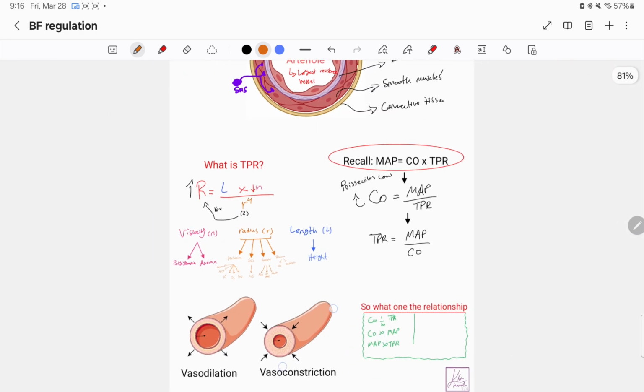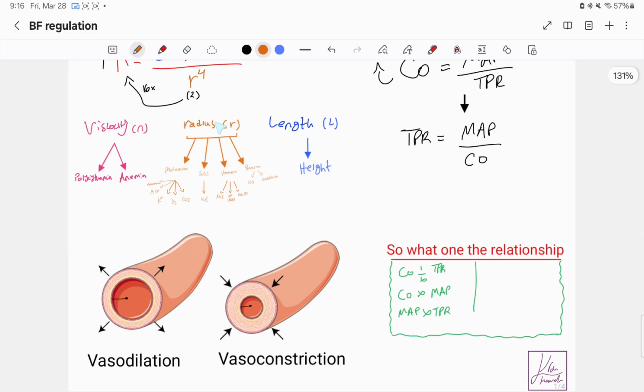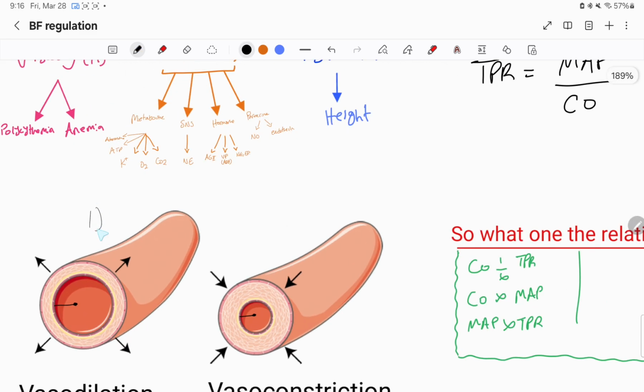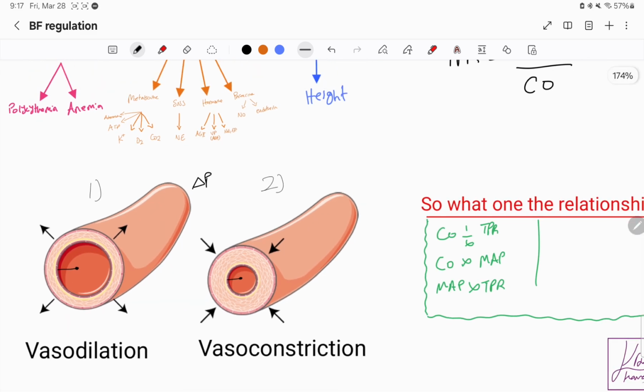Now, let's take one look at something here. Let's say I have two blood vessels, blood vessel number 1 and blood vessel number 2. They both have the same delta P, the same pressure gradient inside of them, so that's constant. The only thing that is different between them is one has a small radius and the other one has a high radius. So you can see that here. Here's radius, here's radius. Which one of these guys is going to have a higher blood flow?